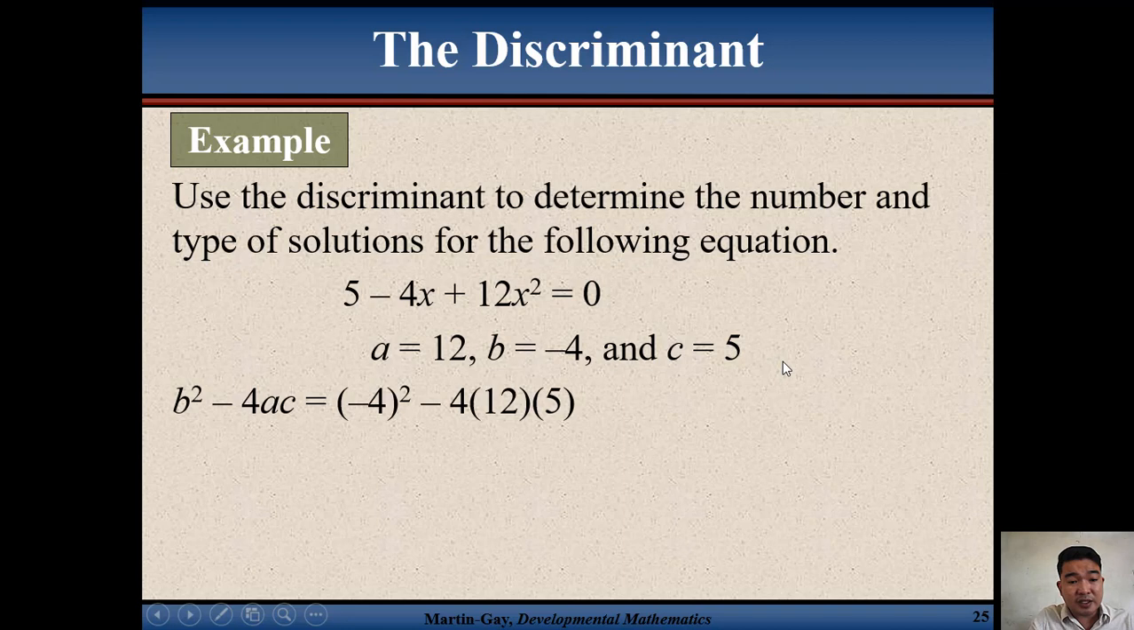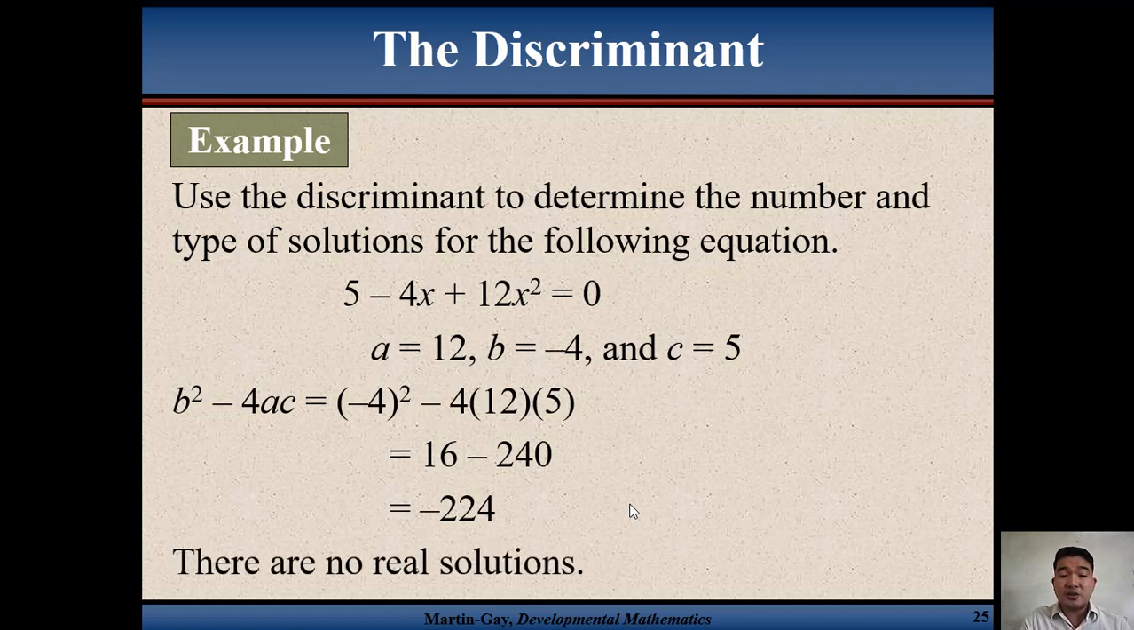Again, the formula for the discriminant is b squared minus 4ac. By substitution, we have negative 4 squared minus 4 times a, which is 12, times c, which is 5. Simplifying further, negative 4 squared is 16. Then 4 times 12 times 5 is 240. So we have 16 minus 240, and our discriminant is equal to negative 224. So there are no real roots.